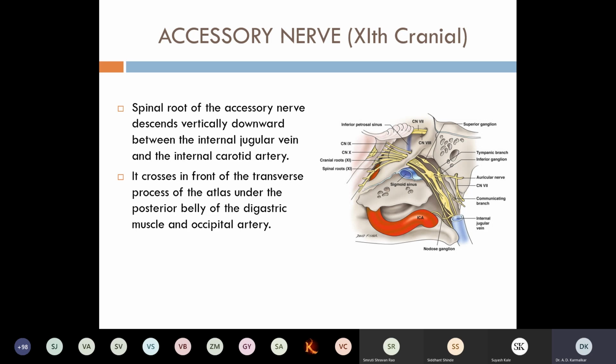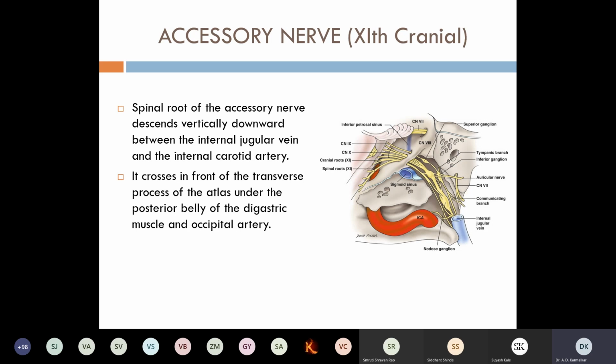The spinal root of the accessory nerve, as we know, is going to supply the trapezius muscle and the sternocleidomastoid muscle. It has to go downwards. As we have studied in the posterior triangle of the neck, it has a relation there. So it will go downward vertically between the internal jugular vein and the internal carotid.